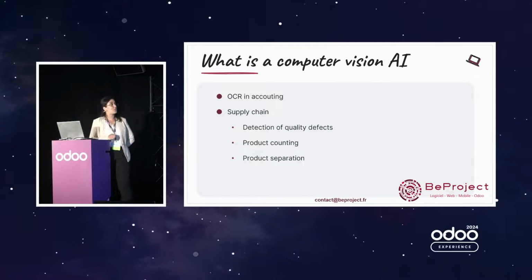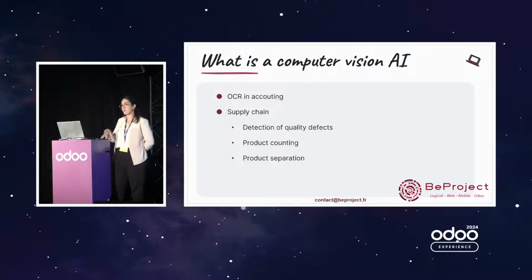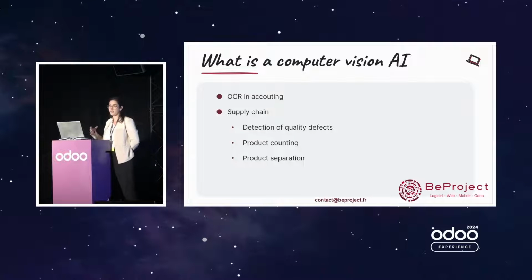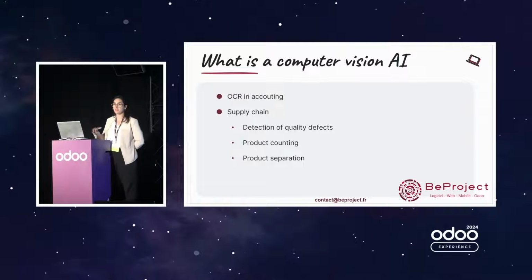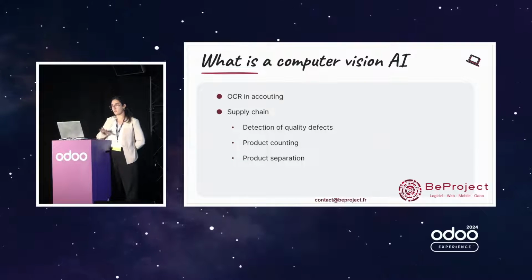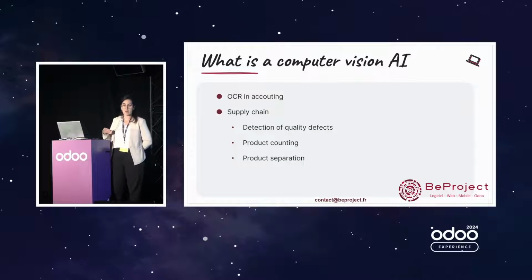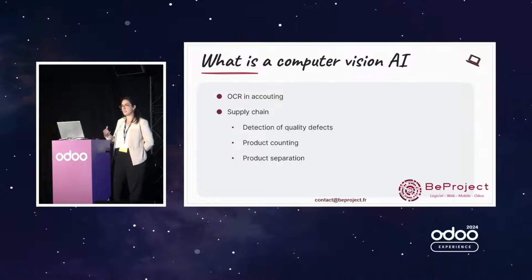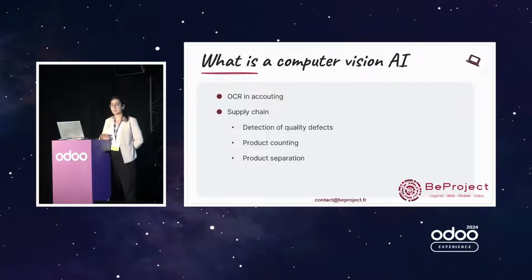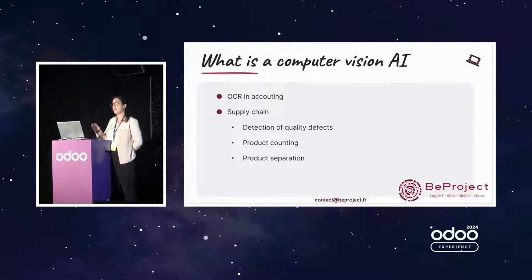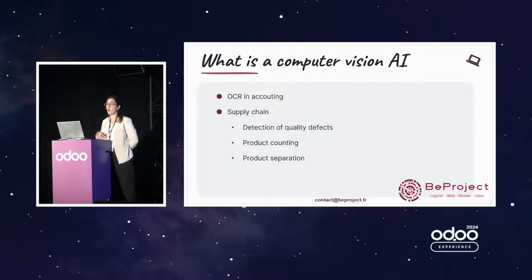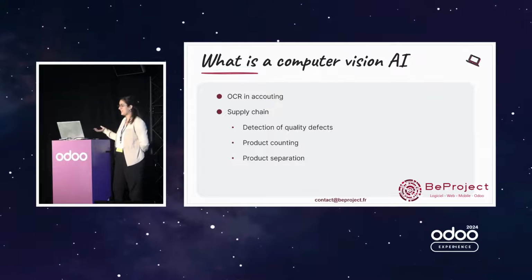We also have computer vision AI. You have computer vision AI in Odoo. I think you all know about OCR in accounting. That's pretty useful for purchase bills. That's a kind of computer vision that is already in Odoo. But you also have computer vision AI, for example, in supply chain. It will help the detection of quality defects, products to be counted or separated, or many other use cases.